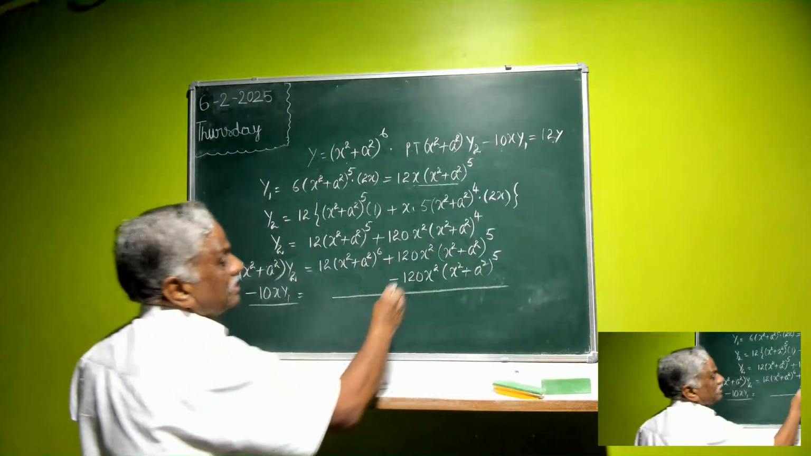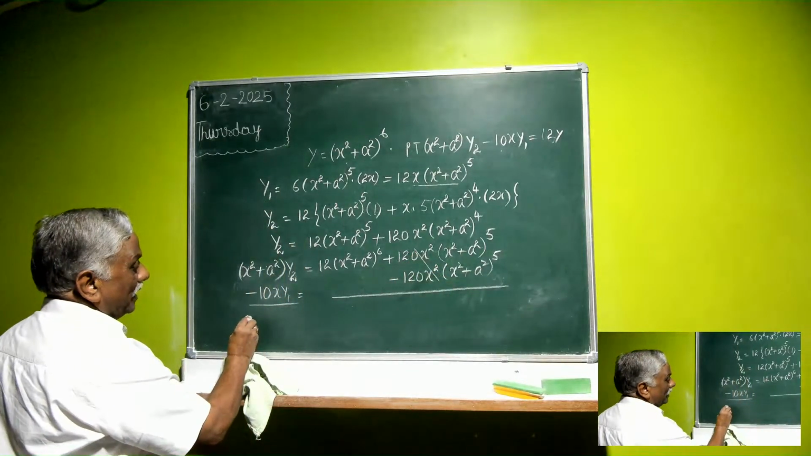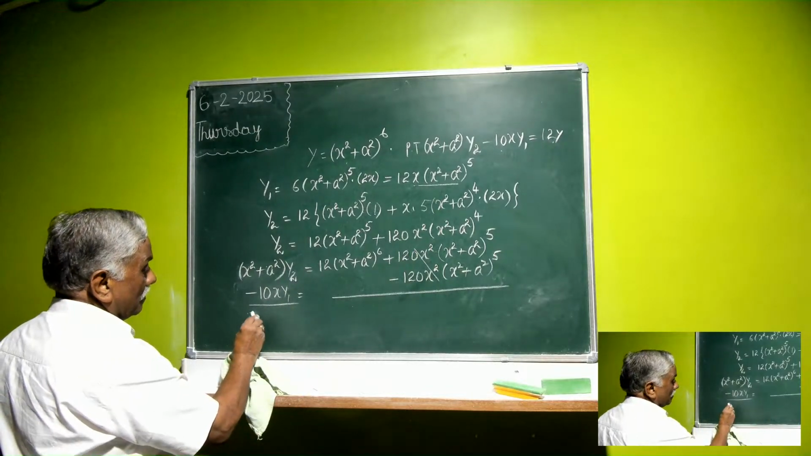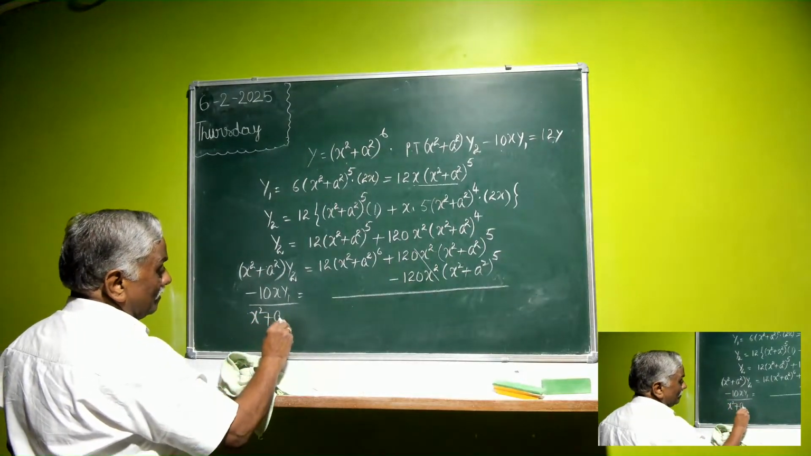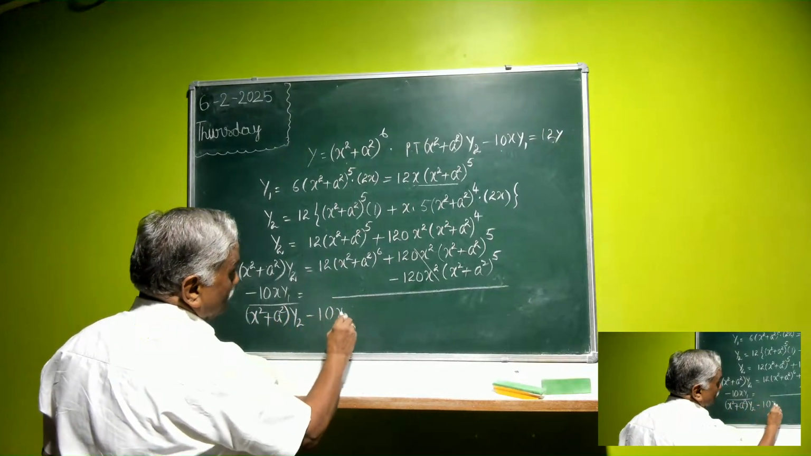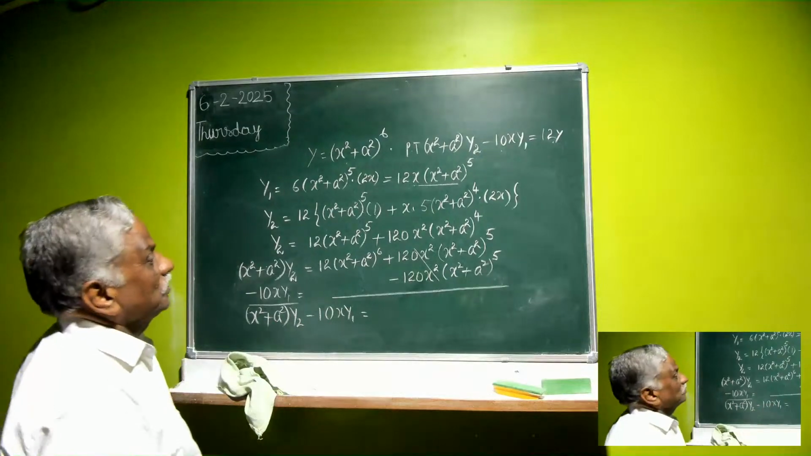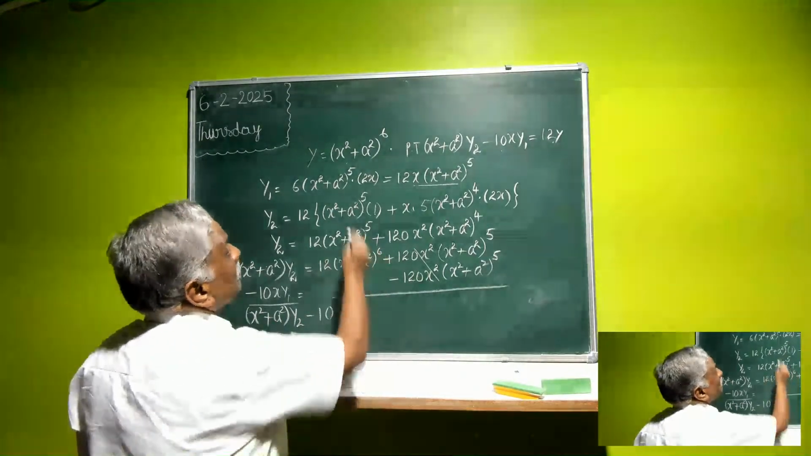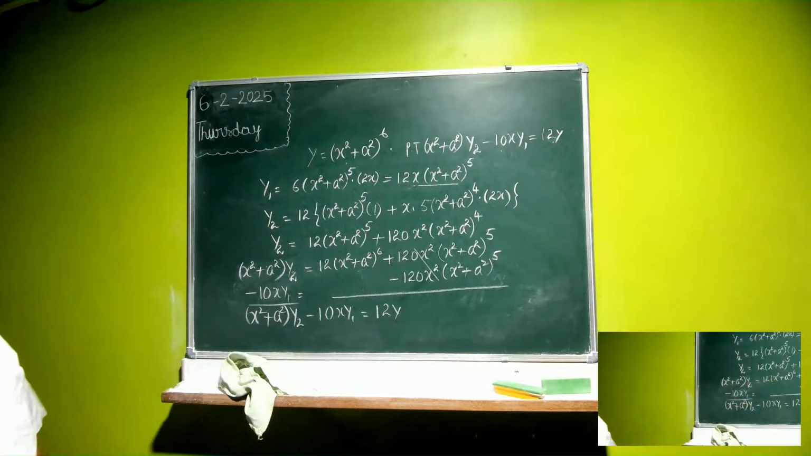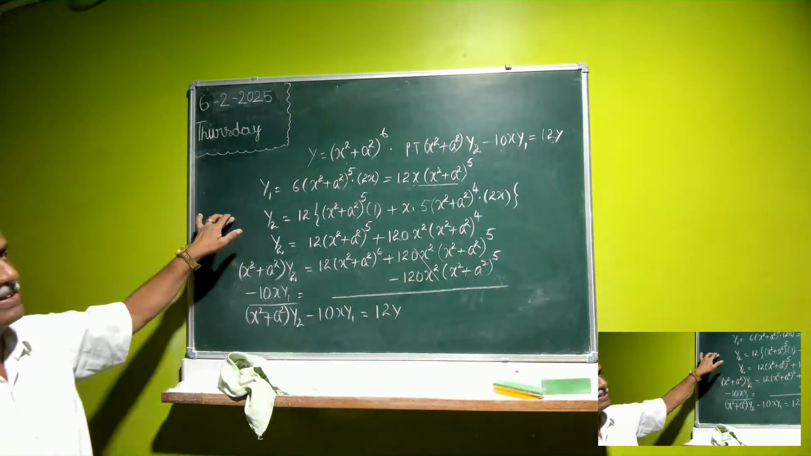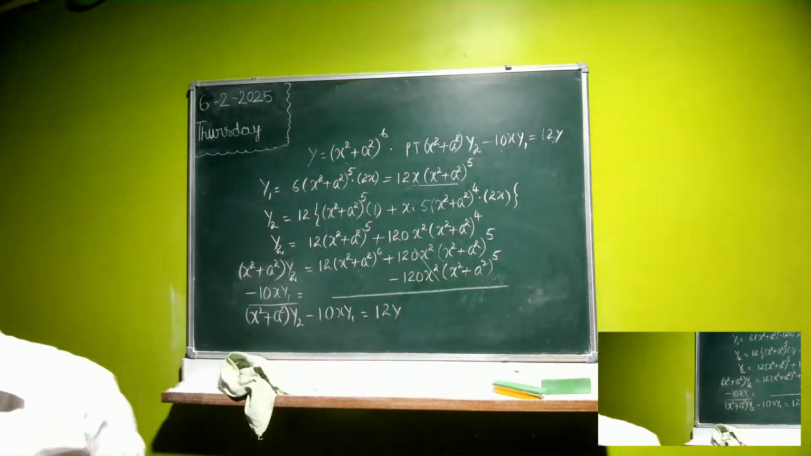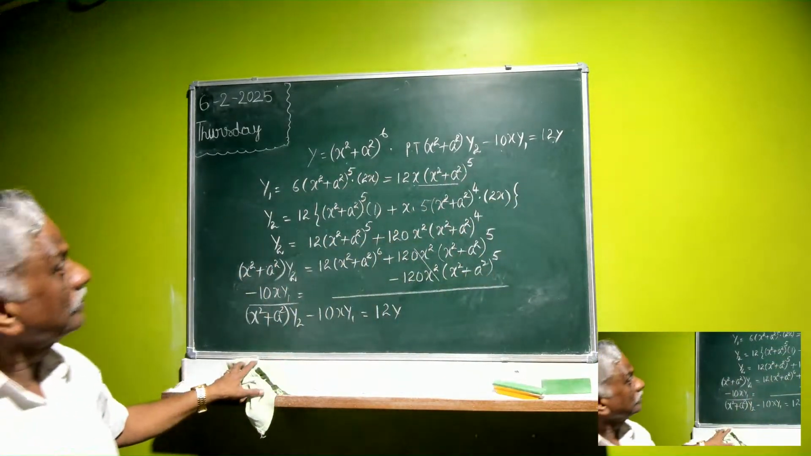So here what will happen is these two will cancel. You get (x square plus a square) y2 minus 10xy1 is equal to, what is this? This is a y, that is nothing but y, 12y. So we have differentiated twice, and we have substituted this, and we are getting the equation. Let's go to the next problem.